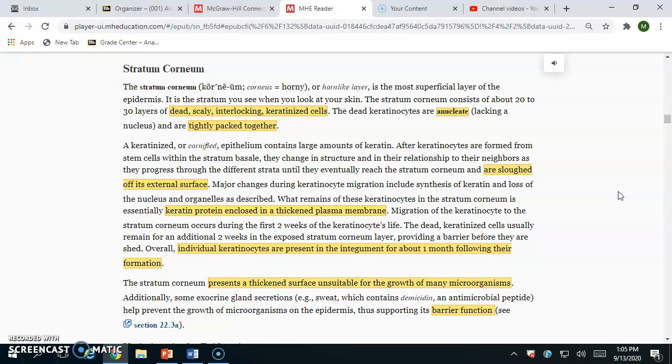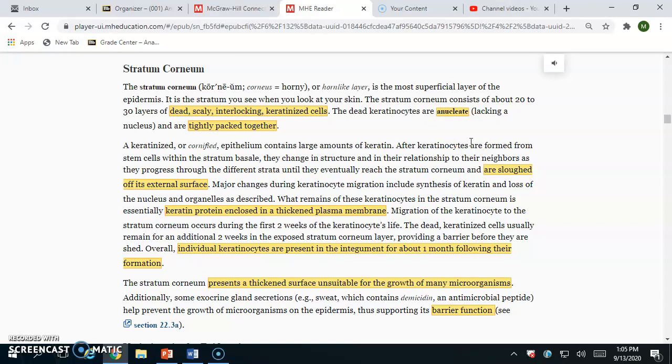In the stratum corneum, as our keratinocytes are moving from the stratum basal layer up towards the skin surface, they start going through changes. Essentially, they will lose their nucleus. So we call them anucleate because they don't have a nucleus. A always usually means absence. So if you have an A in front of a word, it usually means the absence of that structure. They lack a nucleus because they don't really need it.